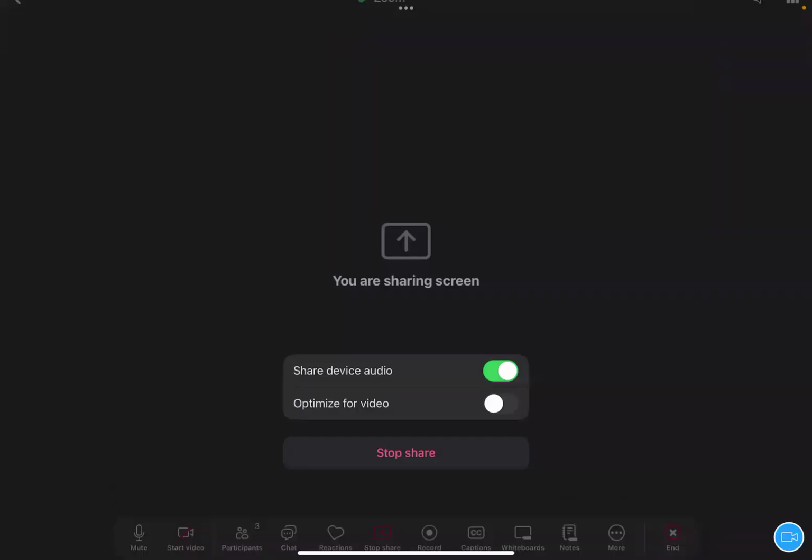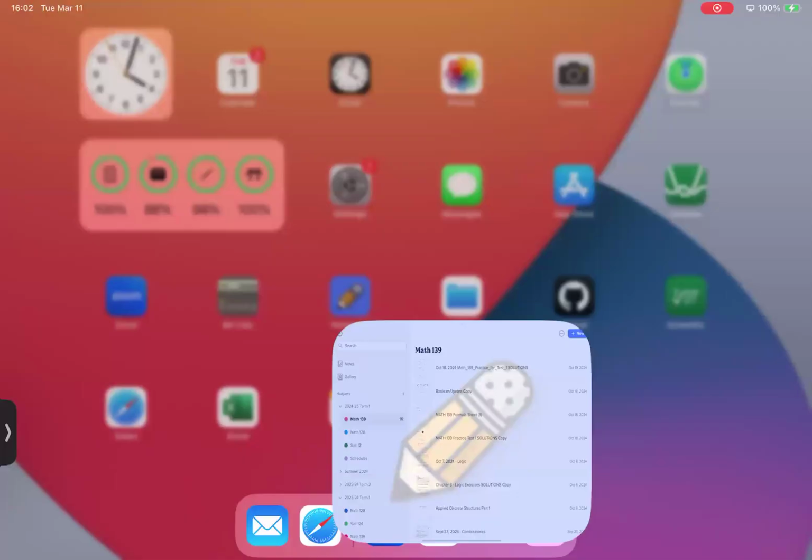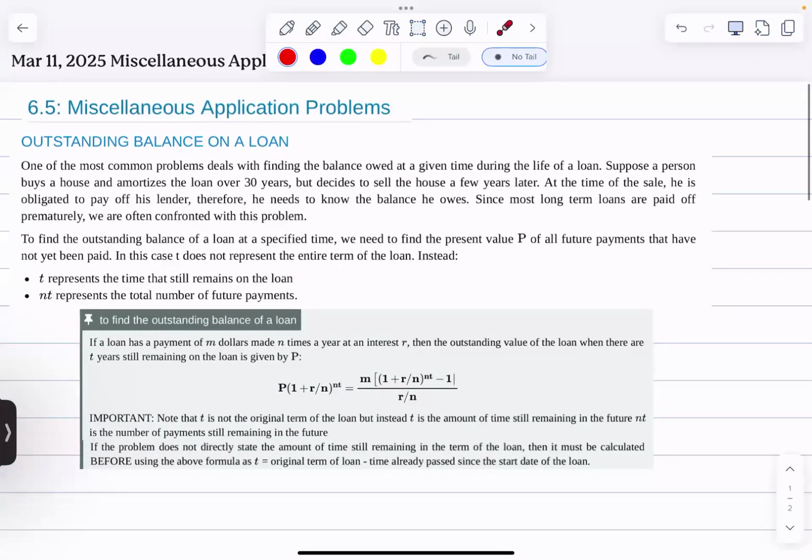Sharing my screen, not on mute. Might be a good start.